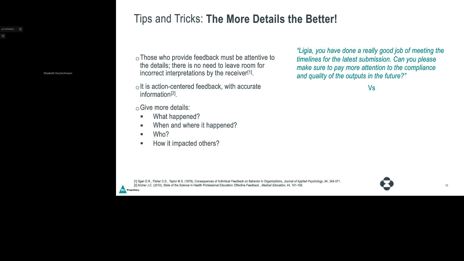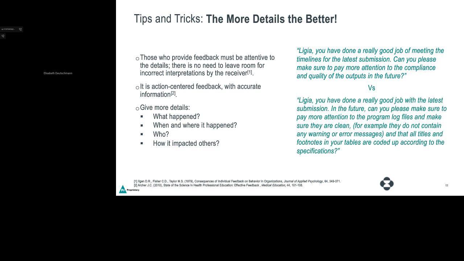How to improve this feedback? Of course, by giving more details. So we can rephrase the feedback by saying, Ligia, you have done a really good job of the latest submission. In the future, can you please make sure to pay more attention to the program log files and make sure that they are clean? For example, they do not contain warning or error messages, and that all titles and footnotes in your tables are coded up according to the specifications. So you can see that by giving a bit more details, Ligia is able to actually correct and improve herself.